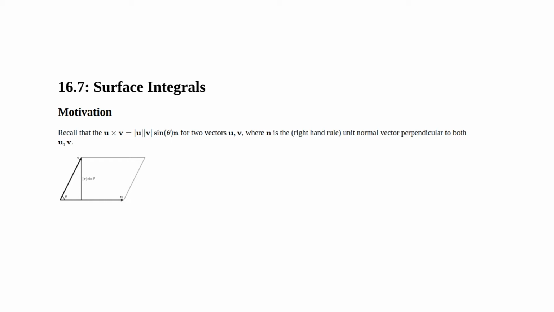So if we look at the magnitude of u cross v, which is the magnitude of u times the magnitude of v sine theta, if we put the tails of u and v together with the angle theta between them, as shown in this picture, we see that the magnitude of the cross product is actually the area of this parallelogram. And this is what's going to come into the surface integrals everywhere.